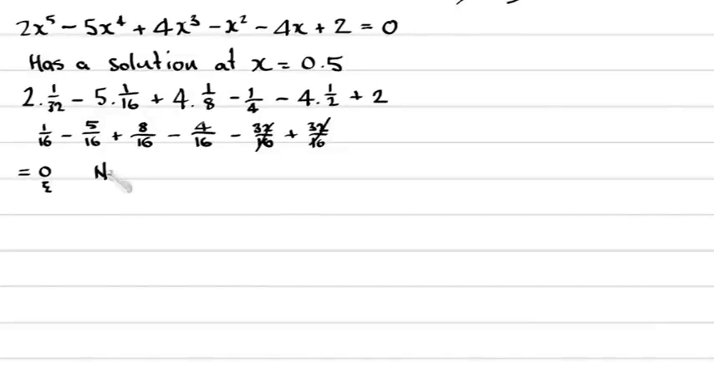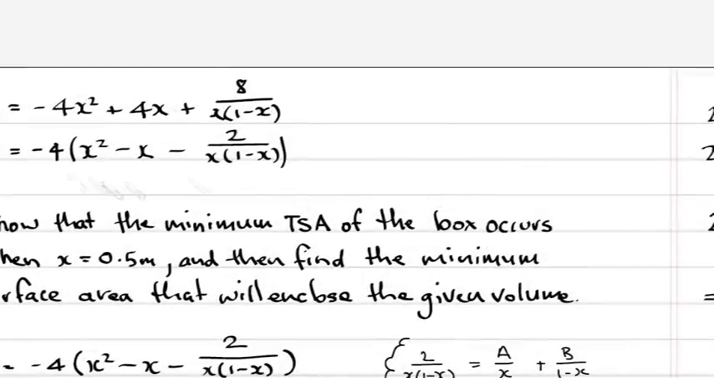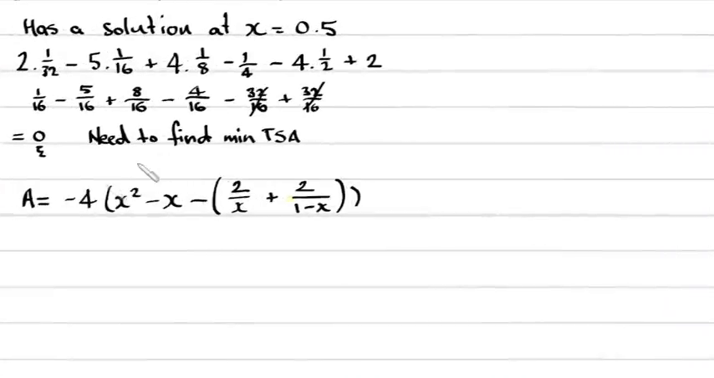We need to find the minimum total surface area. So that occurs when x is equal to 0.5, so we need to substitute this back into our expression for the total surface area. We might just copy that back in here. Our expression for the total surface area was minus 4 outside of x squared minus x, negative bracket 2 over x plus 2 over 1 minus x. That's our expression for the total surface area, and we now need to substitute x equals a half into that.